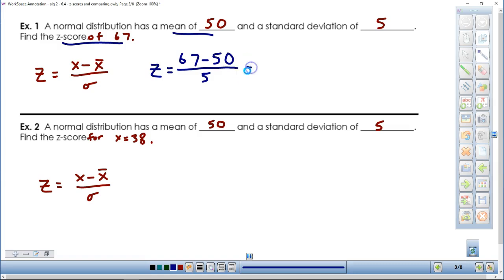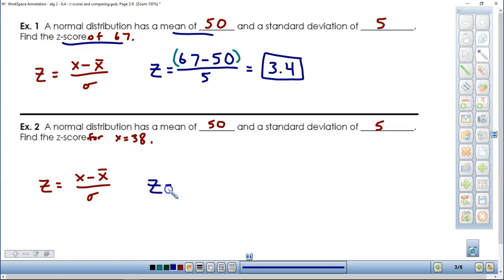Now, when you put this in your calculator, if you put it in all at one time, you need to put parentheses around the subtraction so that your calculator does the subtracting first and then dividing, or you can subtract first, then divide by 5. But when you do this, you should get an outcome of about 3.4 if I have done my math correctly. 67 is 3.4 standard deviations above 50. Example 2, same thing. If you want to try this one on your own, pause the video and then start it back up to see if you got it right.